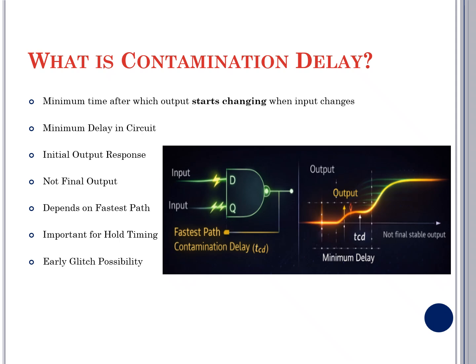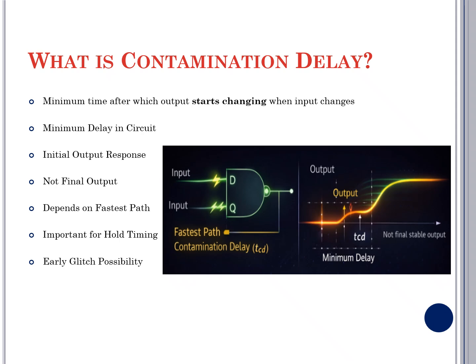In a circuit, there can be multiple paths from input to output. Contamination delay is determined by the shortest or fastest path. Usually, fewer gates equals smaller delay. Because output starts changing early, it creates temporary glitches or unwanted transitions, especially in complex circuits. Now, why is contamination delay important? It is very critical for hold time analysis. If contamination delay is too small, data may change too early and violate the hold time.